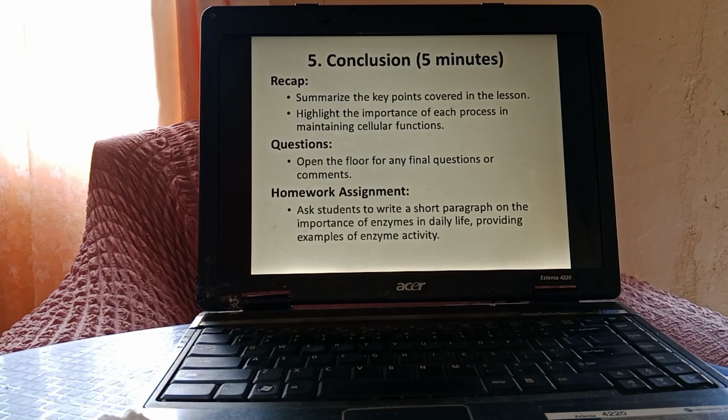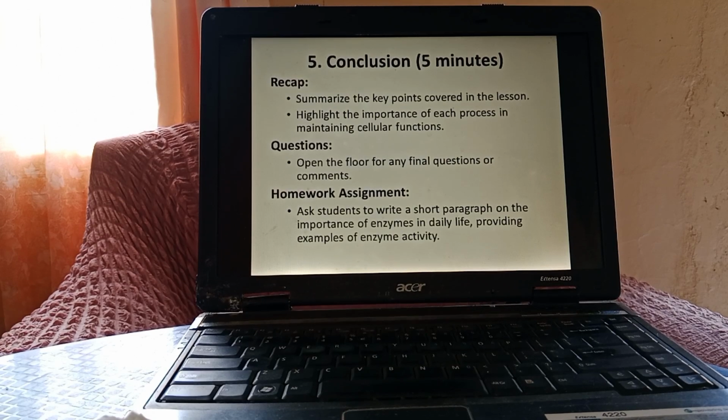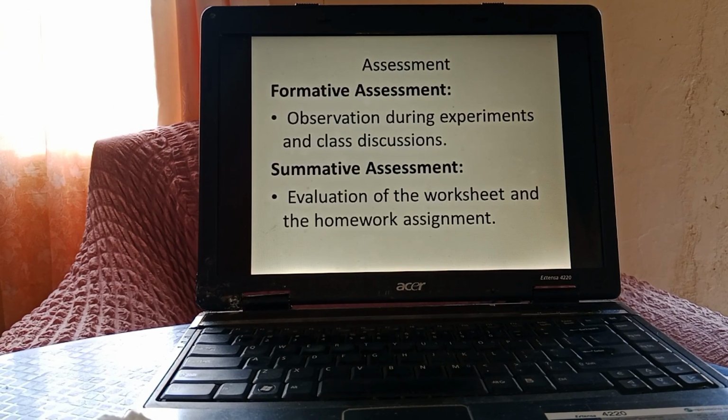Then you have the questions. Open the floor for any final questions or comments. And then you give the homework assignment. You ask students to write a short paragraph on the importance of enzymes in daily life, providing examples of enzyme activity. Assessment. Formative: observe during experiments and class discussions. Summative: evaluate the worksheet and the homework assignment.